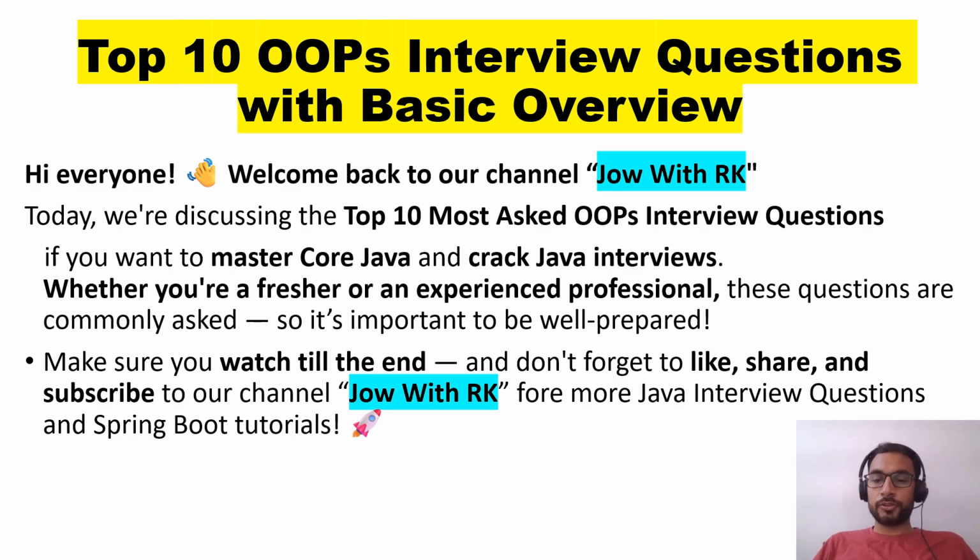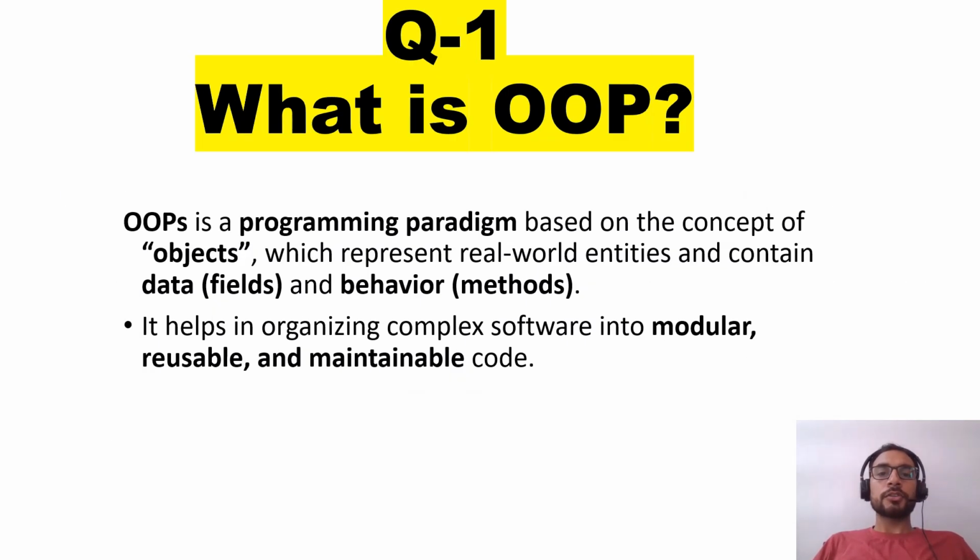So let's see the first question. The first question is, what is OOPS? OOPS stands for Object Oriented Programming. OOPS is a programming paradigm based on the concept of objects, which represent real world entities and contain data and behavior. Data means fields and behavior means methods. It helps in organizing complex software into modular, reusable, and maintainable code.